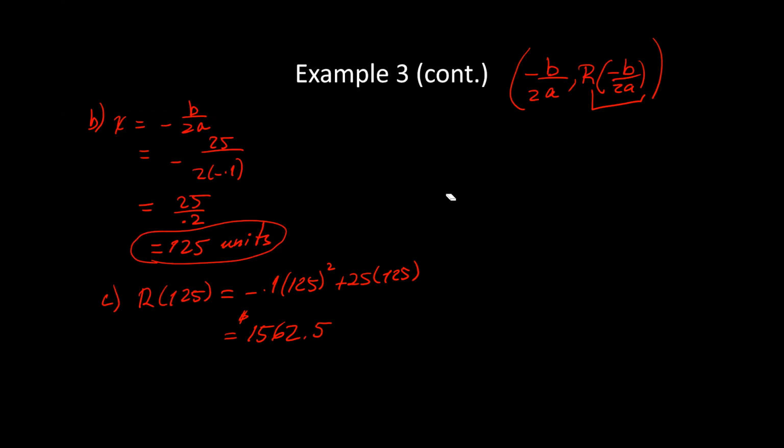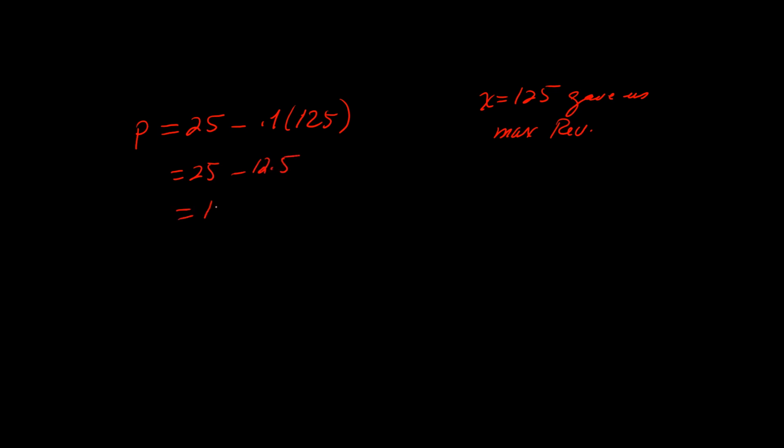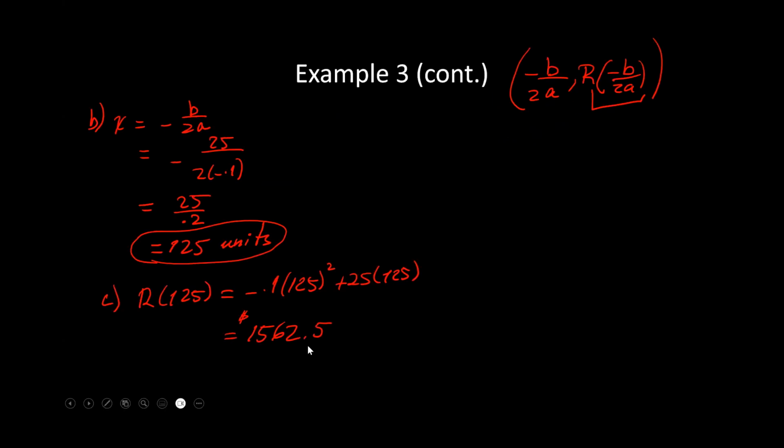So again, the same thing will happen. We could say P equals 25 minus 0.1 times 125, right? Because now X is 125 units, which gave us max revenue. So what's the price per unit to achieve the maximum revenue? So this is 25 minus 12.5, or $12.5. So when we price the unit at $12.5 and we sell 125 of them, that is when we maximize the revenue. And the maximum revenue is 1562.5.